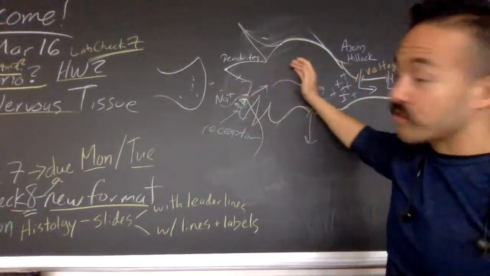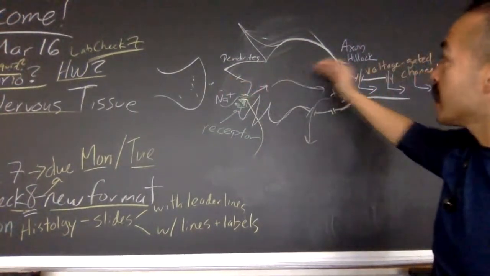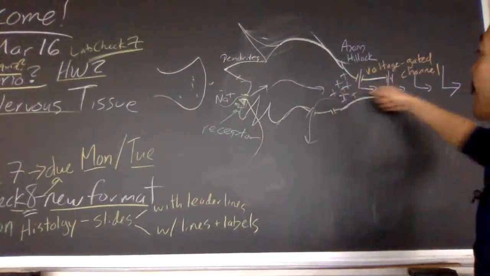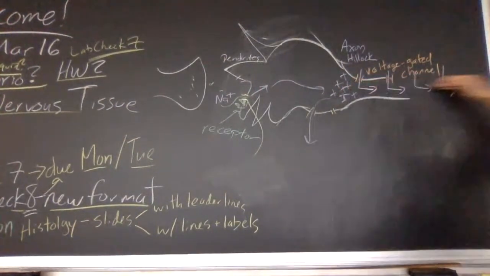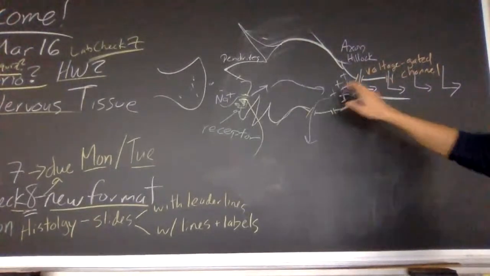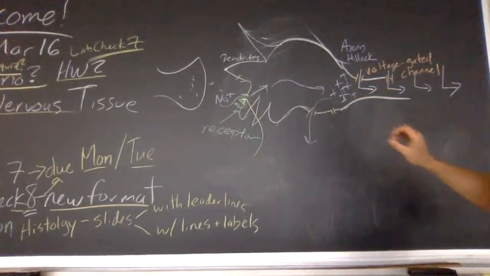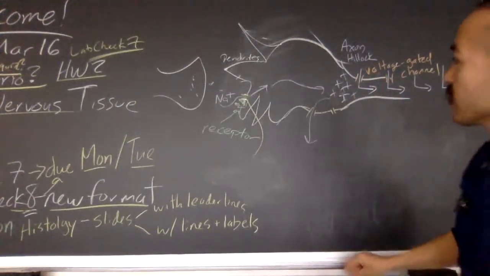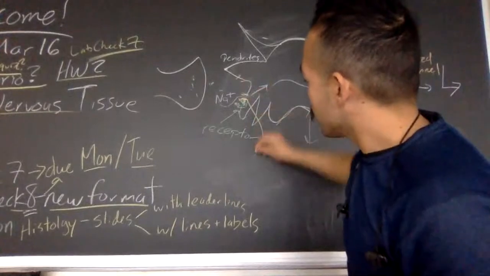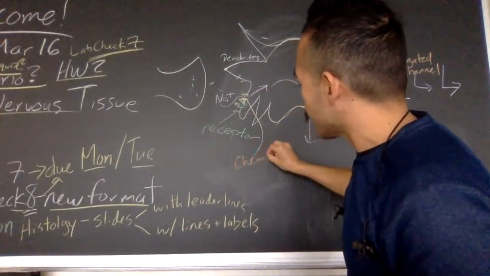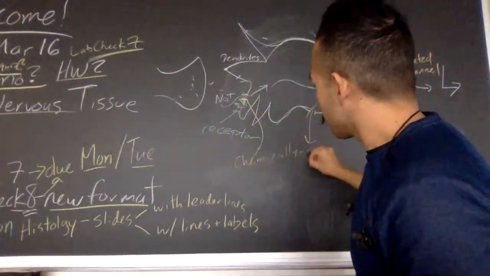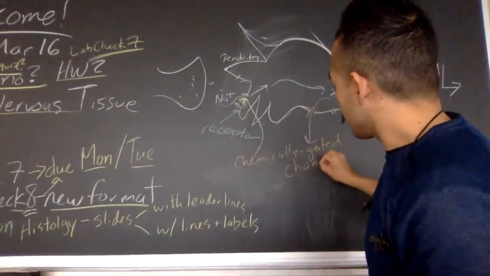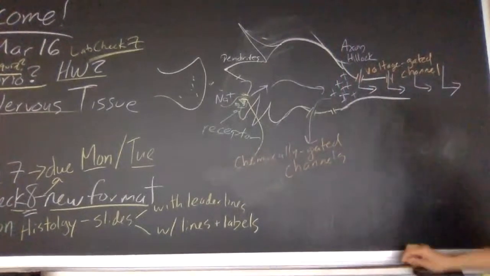If that graded potential is strong enough, if enough sodium came in that you get enough charge getting to the axon hillock, then you can activate an action potential. So going down the axon, starting at the axon hillock, that's the action potential. And that's activated by these voltage-gated channels. These ones here, these are chemically gated channels. Over here, we have voltage-gated ones.